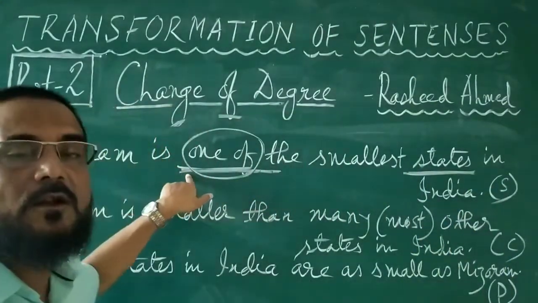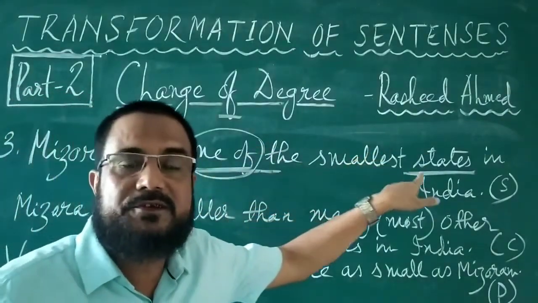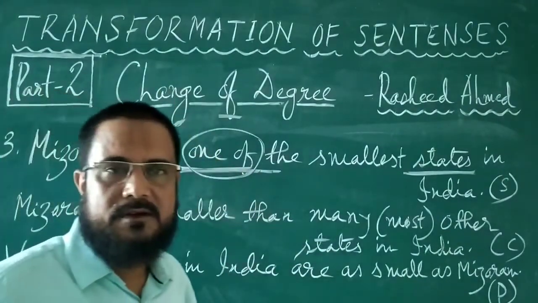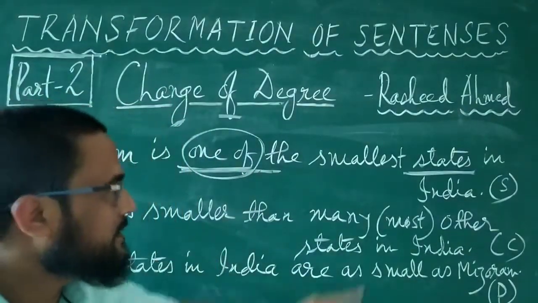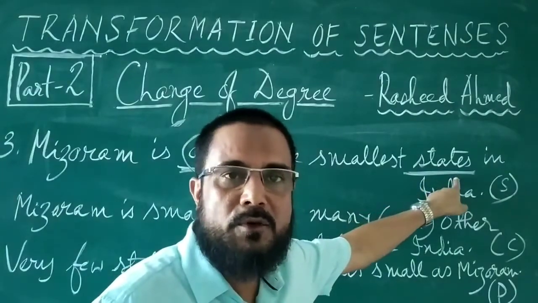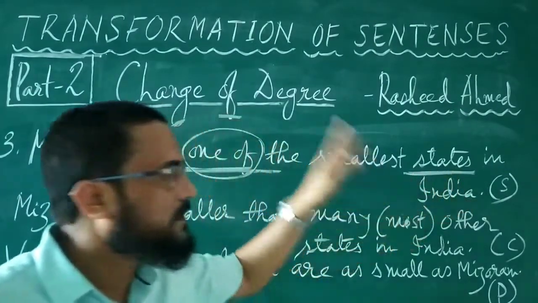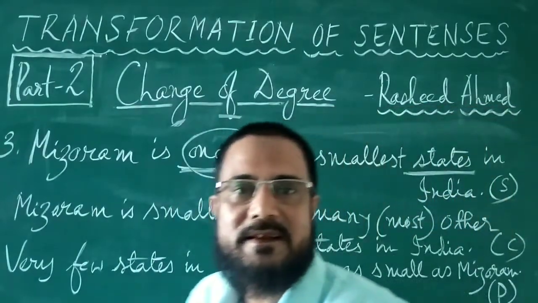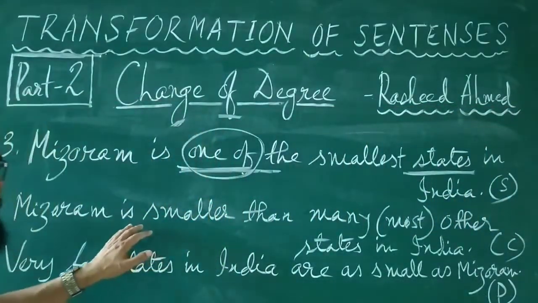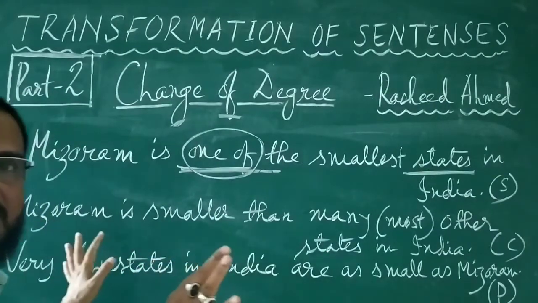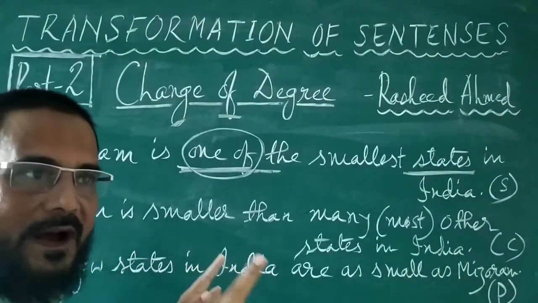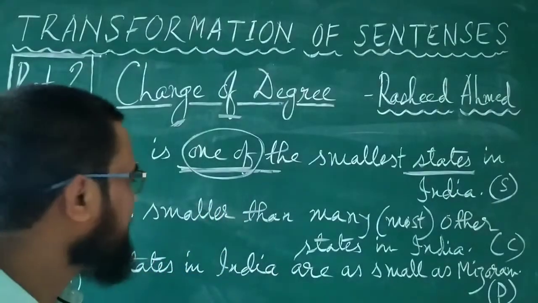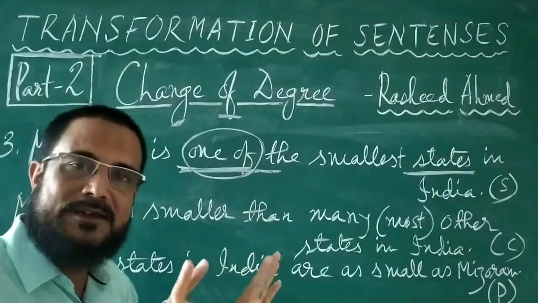Mizoram is one of the smallest states. Remember this thing. When you find sentences of this type, with one of the, then the noun must be in plural number. See the comparative degree here. Mizoram is smaller than, this much is the same as in number 2 and 3. Goa is smaller than, February is smaller than, and here we have Mizoram is smaller than. This much is okay, fine.